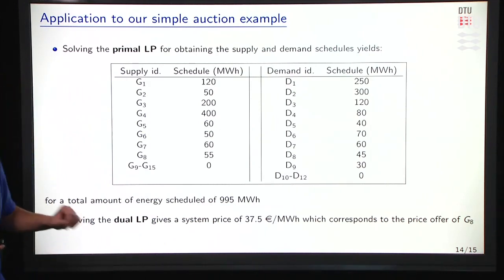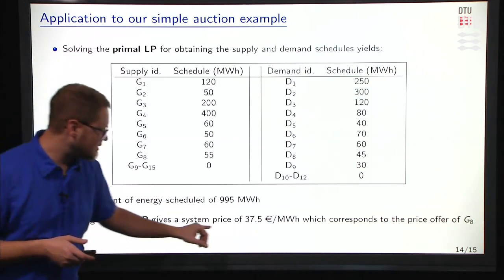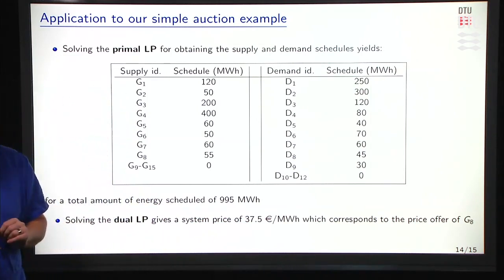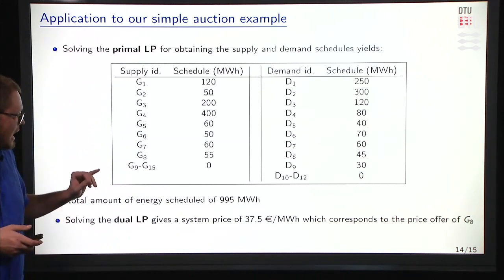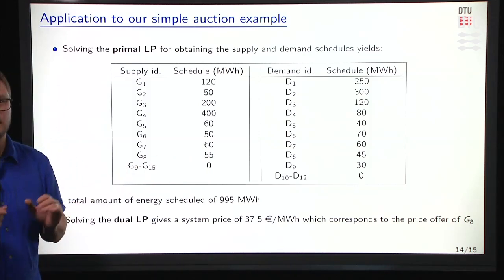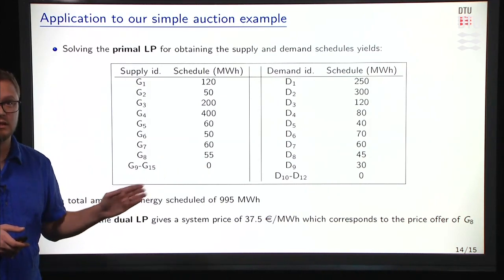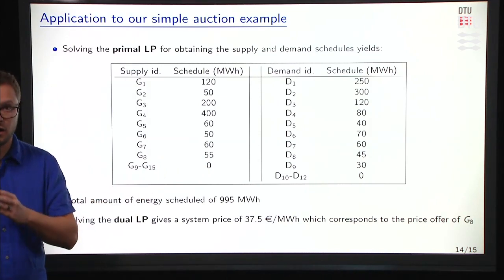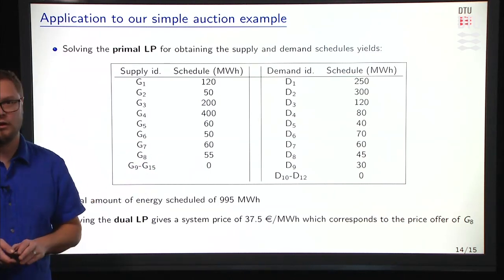Getting directly the solution for lambda, the equilibrium price, from the dual LP gives you a system price of 37.5 euro per megawatt hour, and this corresponds to the price offer of G8. As I explained earlier, G8 is at the crossing point. It's the marginal supplier in the market, and therefore this is why the price from the clearing of the market corresponds to the price offer of G8.